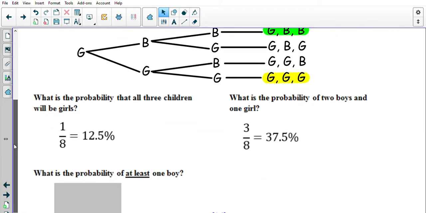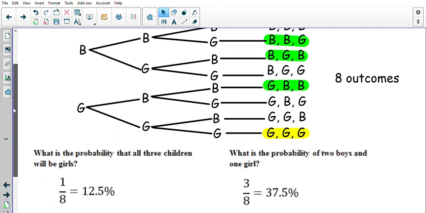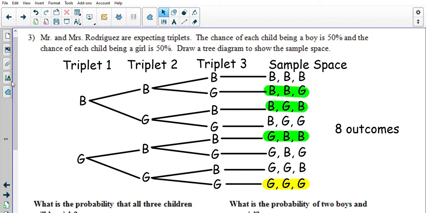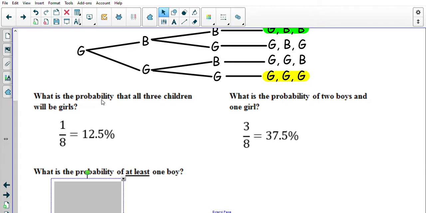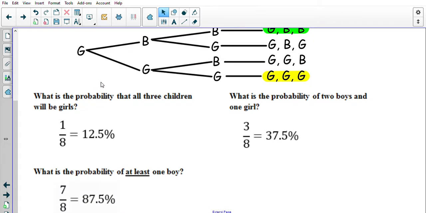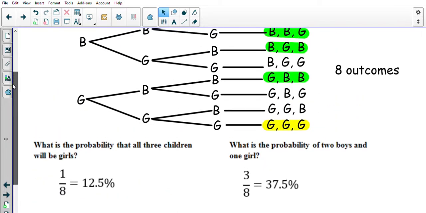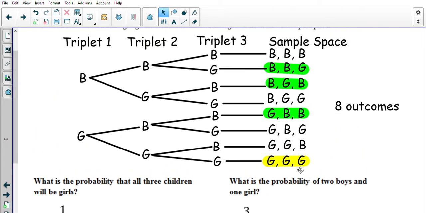And then finally, what is the probability of at least 1 boy? Well, that's going to be all possible outcomes with the exception of the GGG. So that's going to be 7 out of 8. And 7/8 is 87.5%. So all but where all 3 are girls. Okay, so there's a pretty great chance that at least one of those kids will be a boy, or if we would go the opposite way, at least one of the kids would be a girl.